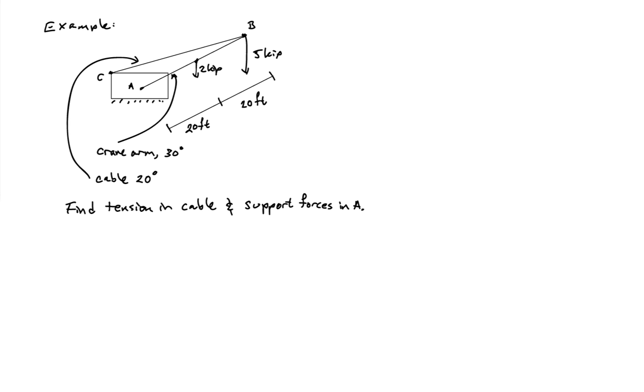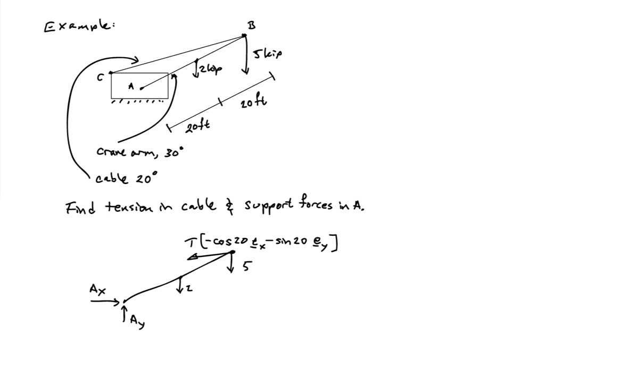And I'd like to determine the tension in the cable for this configuration and the support forces in A, assuming that the system is in equilibrium. So to start, make a free body diagram. And if I make a free body diagram of the crane arm, I have the 2 unknown support reactions in A, AX and AY. And I have the tension in the cable. And the cable is a 2-force member, so I know the line of action of the tension is along the cable. So that gives me the direction along which the tension acts at point B. So that's minus cosine 20 EX minus sine 20 EY. And 20 is the angle of the cable with respect to the horizontal.